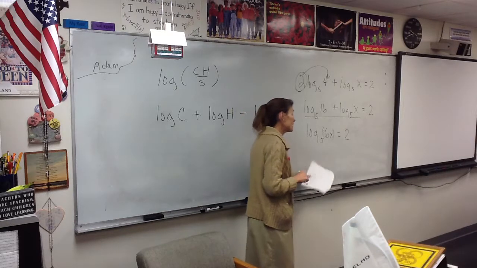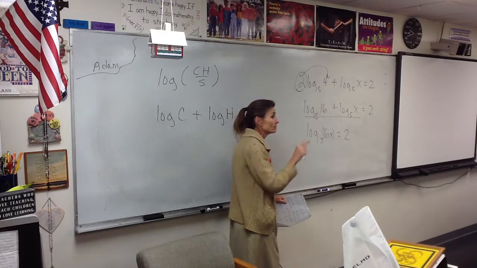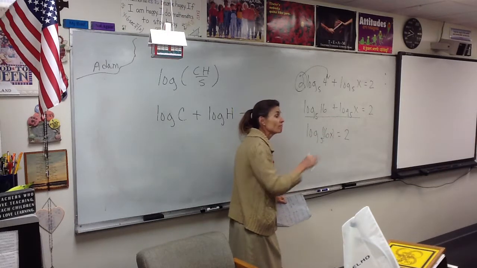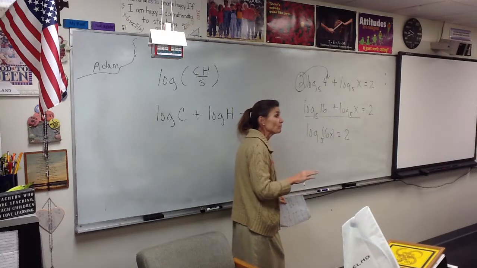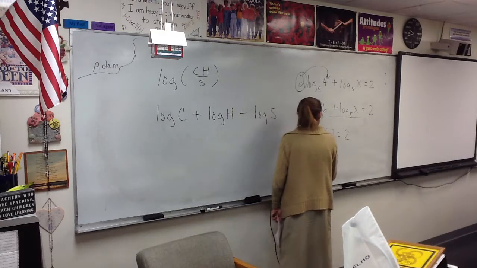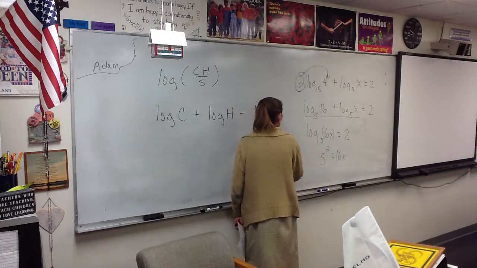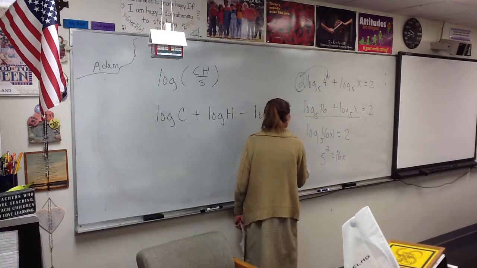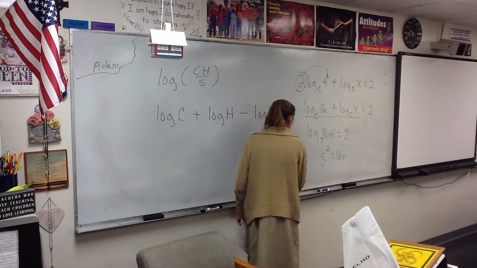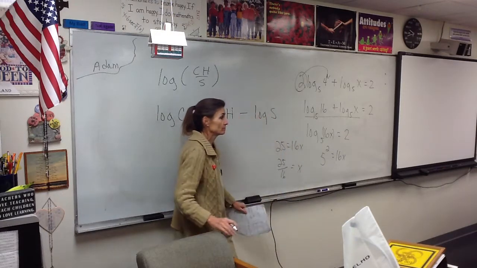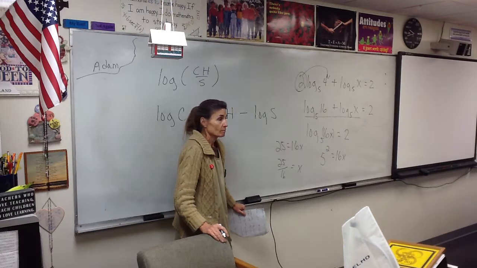Now where do we go from here? You got to do the translation thing, or the flippy thing, however you want to refer to it. We're going to translate this: 5 to the second equals 16x. So 25 equals 16x, and x equals 25/16. Okay?